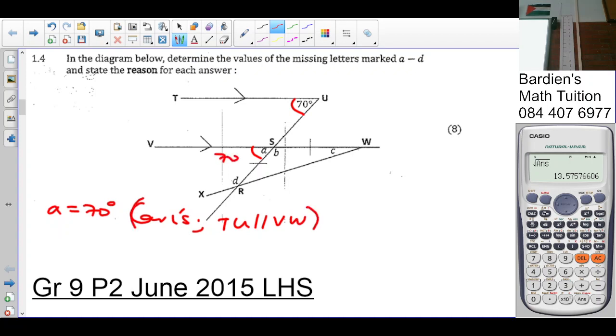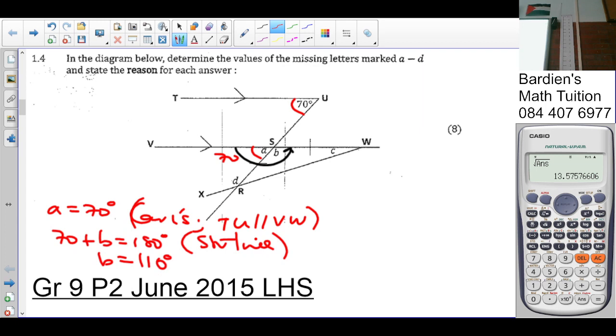Right. Angle B. Angle B, I can go with 70 plus B. So 70 plus B is 180. Why? It's a straight line. Angles on a straight line. So B works out to be 110 degrees. C?